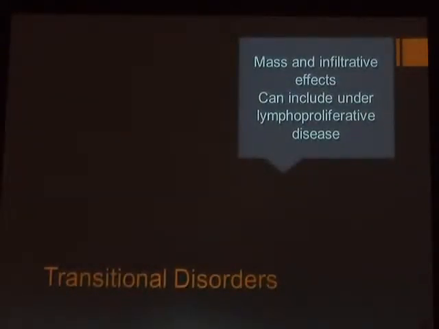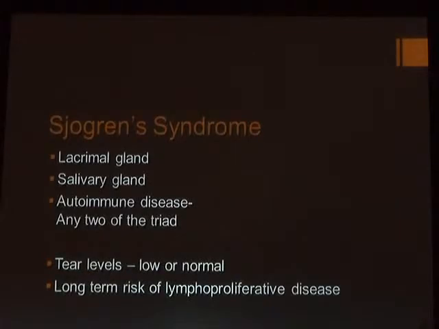Transitional disorders mostly have mass and infiltrative effects and can actually be included under lymphoproliferative disease as well. One of them is Sjogren syndrome. By definition, any two of three involvements, lacrimal gland, that is dry eye, salivary gland, that is dry mouth, and autoimmune disorder, would define Sjogren syndrome. There is extensive destruction of the lacrimal gland acini along with inflammatory cell infiltrates. Tear levels may be low or normal. Always low in atrophic lacrimal glands, it may be normal in enlarged lacrimal glands. And there's long-term risk of development of lymphomas.